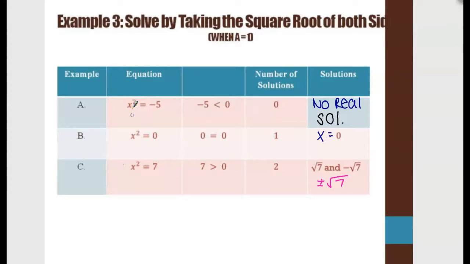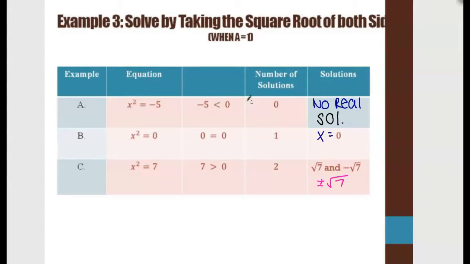Okay, so here's an example with 3 different equations. Equation A, you have x squared equals -5. My k value is less than 0. Therefore, the number of solutions is 0, meaning there are no real solutions on my graph.